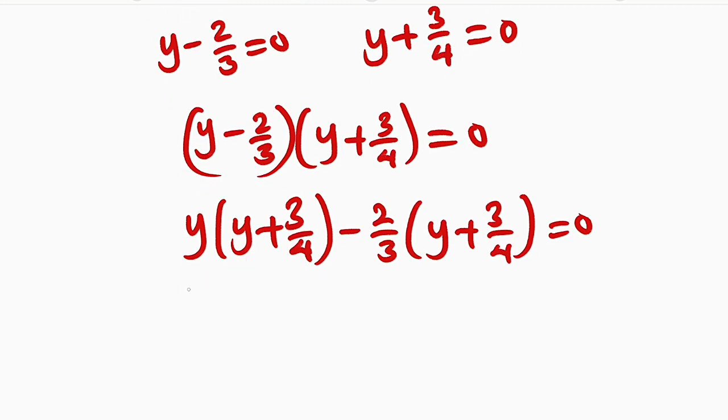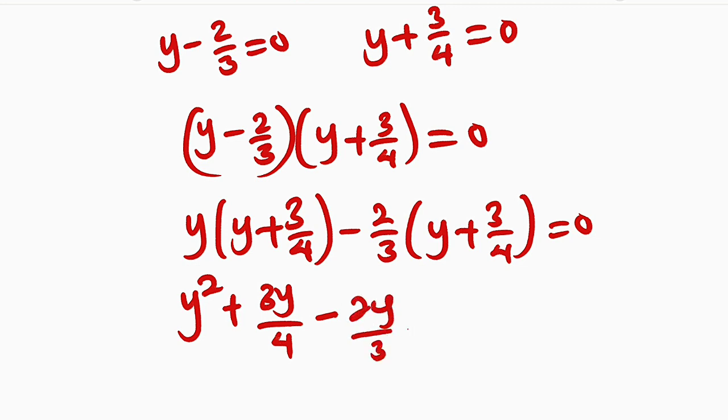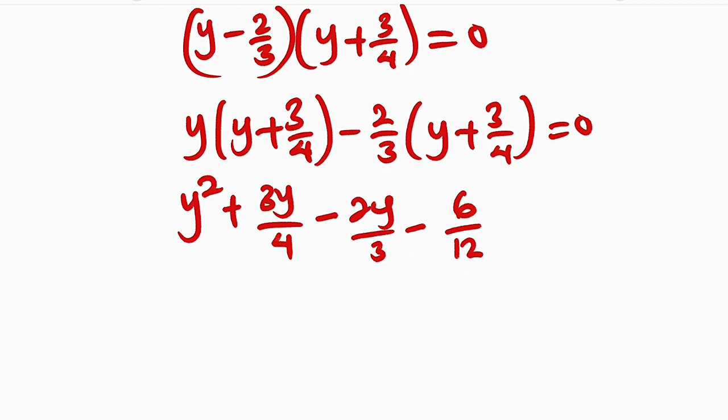This time this is y squared, so we have y squared. This time that we have 3y divided by 4. Then move into the other bracket. Minus 2y divided by 3 minus, if you multiply 2 by 3 you have 6, 3 by 4 you have 12, and the LCM between all of these numbers is 12, so we can multiply every single number by 12.